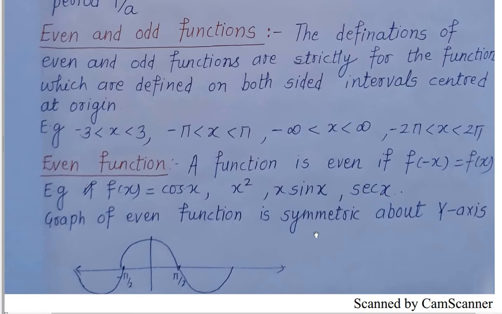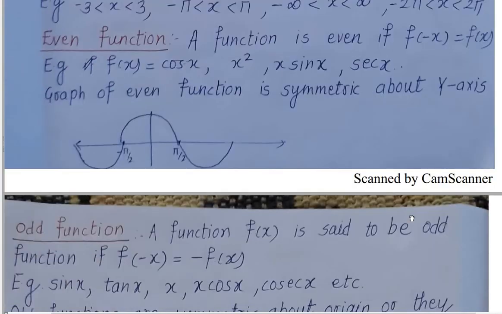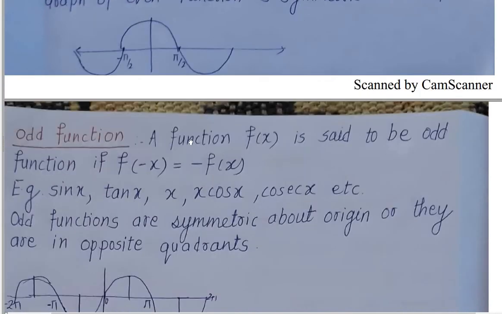Graphically, an even function's graph is always symmetrical about the y-axis. Then the odd function. An odd function is one where, if we replace x by minus x, we get minus of f of x, meaning the same function with a negative sign. That is called an odd function. That is, sine of minus x is minus sin x, and tan of minus x is minus tan x. If x is replaced by minus x, we get minus of x.